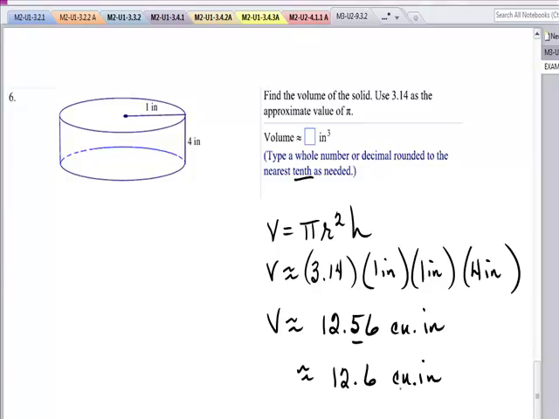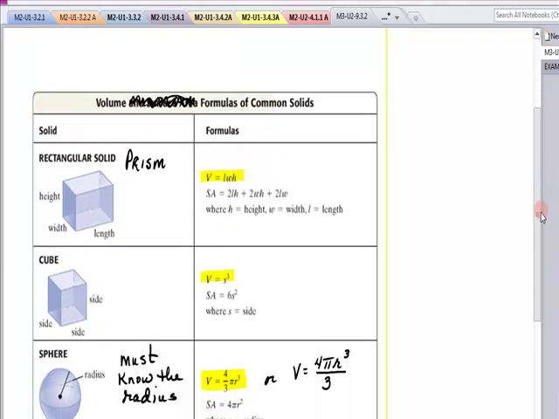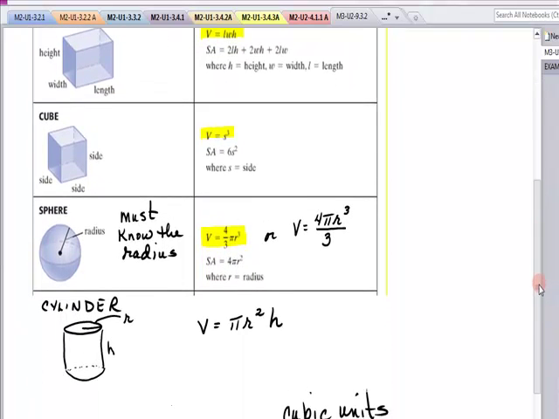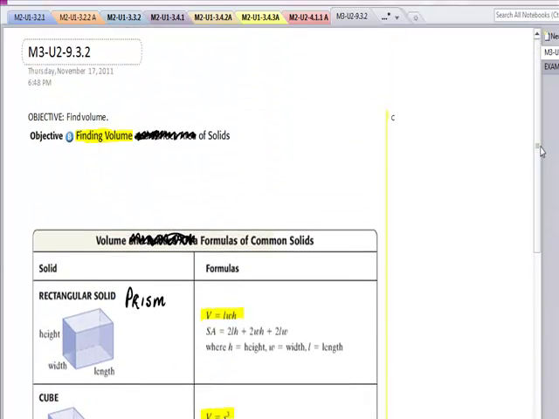It's very important in math lab that you pay attention to where you need to round. Be sure that you make yourself a list of these formulas for volumes, and you could go back to the previous lessons for areas and circumference as well as perimeter.